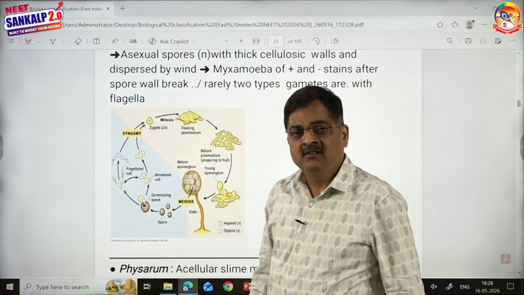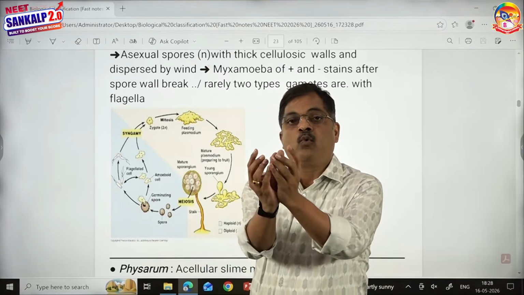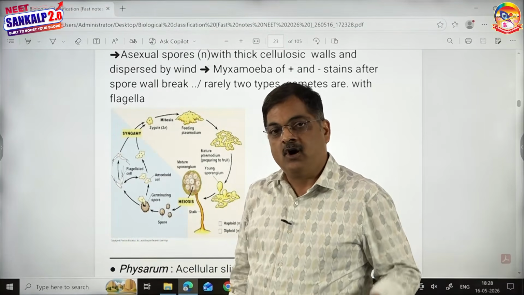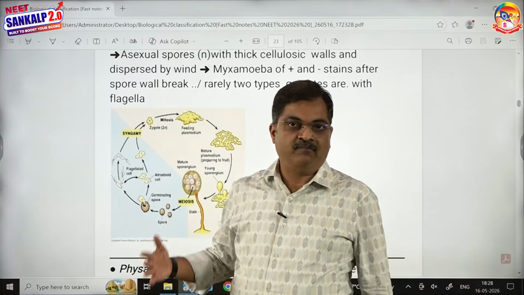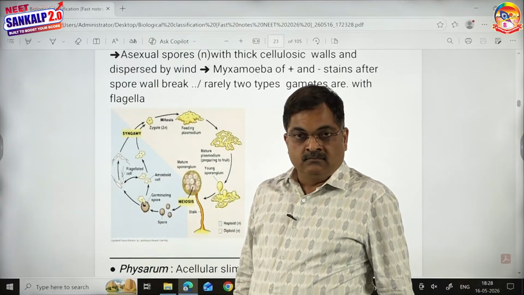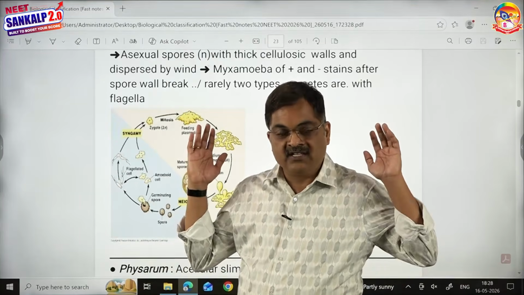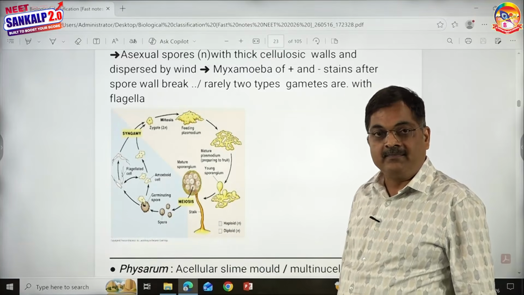Spores are windborne. They're highly resistant. They get liberated, and the spore wall breaks. 50% of them will develop into myxamoeba of plus strain. The remaining 50% will develop into myxamoeba of minus strain. This is very simple. You already know all this. Your tutor already discussed this. All right, this is how the life cycle in slime molds looked.